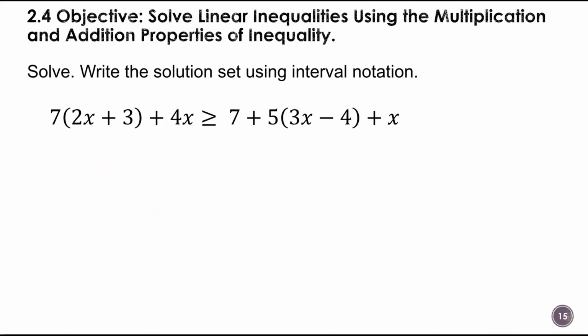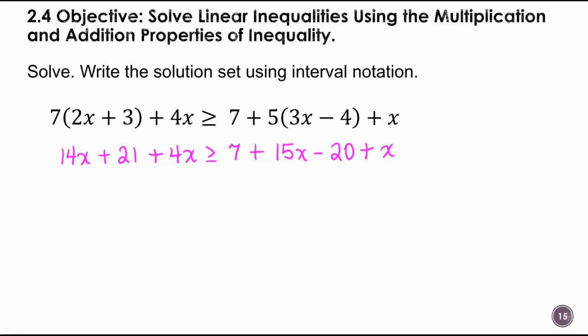All right, so this one's kind of a big messy one. We're going to just work our way through this with some distributive property first. So 14x plus 21 plus 4x is greater than or equal to 7 plus 15x minus 20 plus, that's a 1x. Now remember, as you're working through this, you should be pausing and trying these on your own and then watching what I have to say once you've kind of got the hang of it with a couple.